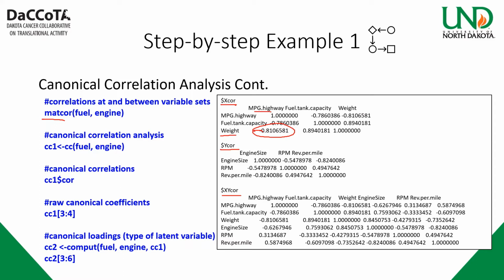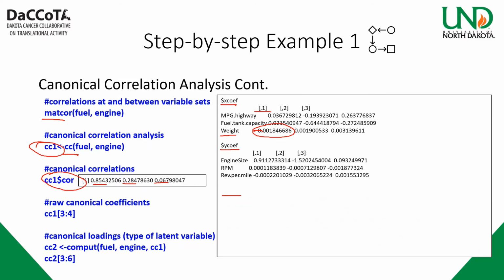So let's dig more into our canonical correlation. We're going to use cc, saving it as this object cc1. And we can pull out correlations by going here. We have 3 correlations, and they are popped up here in descending order. We can get raw canonical coefficients here, clean up here, and that's what we get.